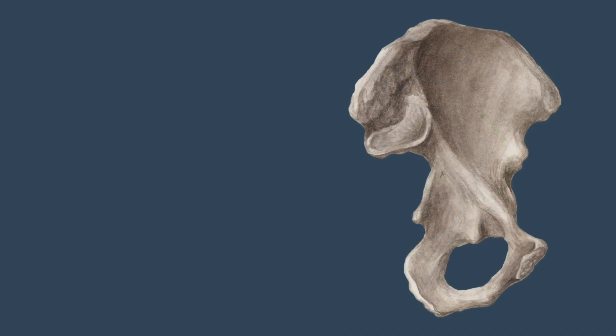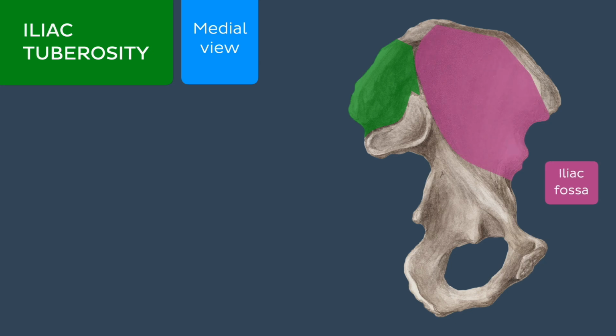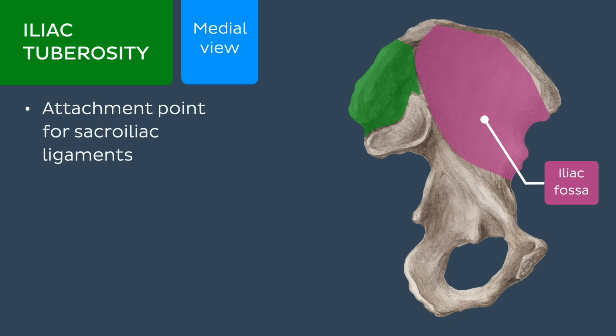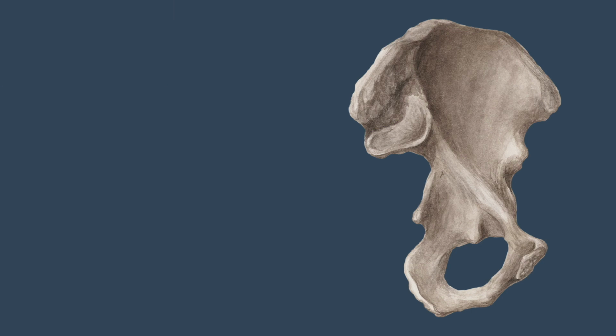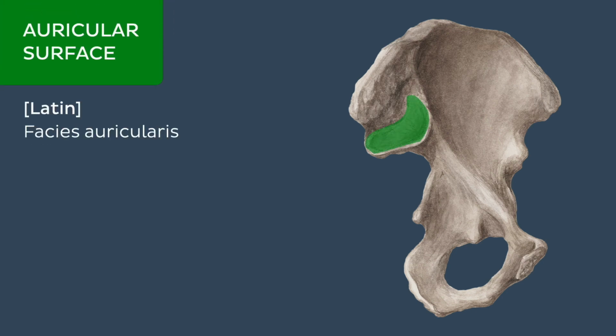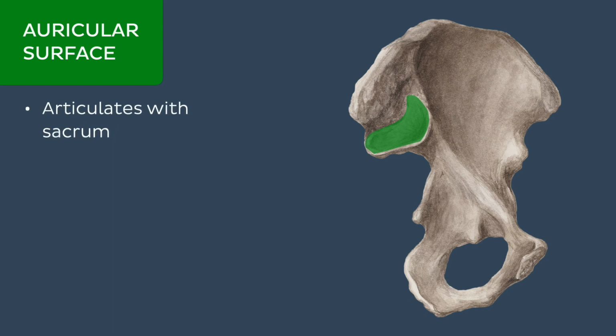Another structure we can see from the medial perspective is the iliac tuberosity. The iliac tuberosity is a roughened, elevated area found posterior to the iliac fossa and serves as an attachment point for the sacroiliac ligaments. Inferior to the iliac tuberosity, we can see the auricular surface. As the name indicates, this is an ear-shaped surface, and it articulates with the sacrum. This surface is covered by fibrocartilage.